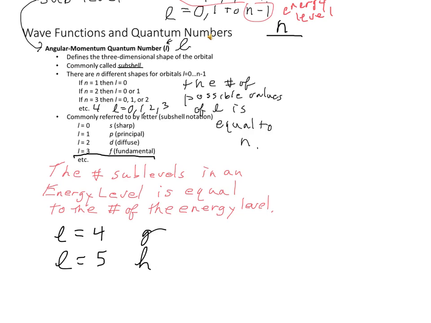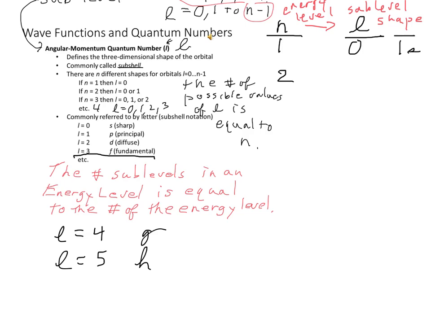Each energy level is broken down into sublevels. The sublevels are represented by the angular momentum quantum number, and the angular momentum quantum number tells us the shape of the orbital. More on that later. If we're in the first energy level, then the only possible value for L is 0. So we would say that our sublevel would be 1s.